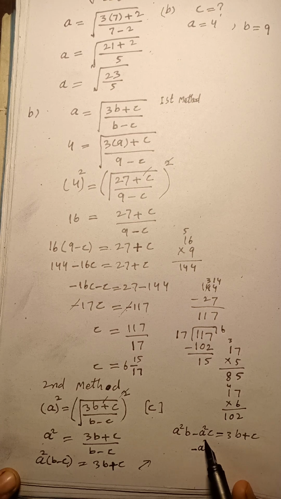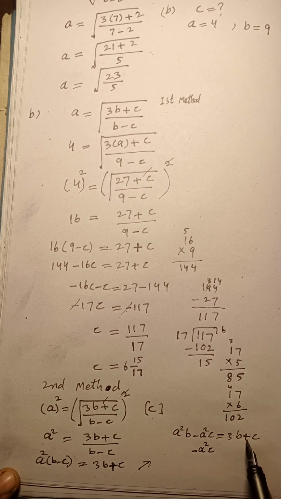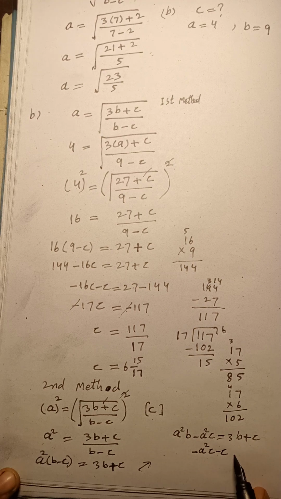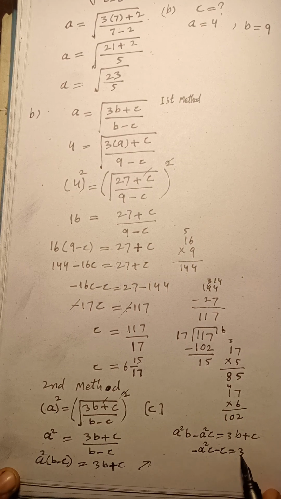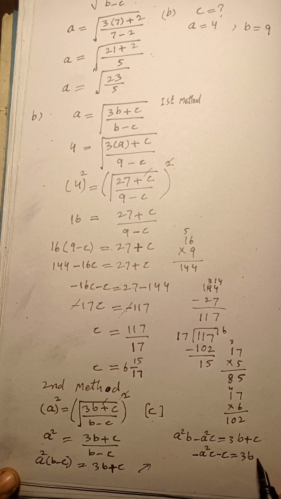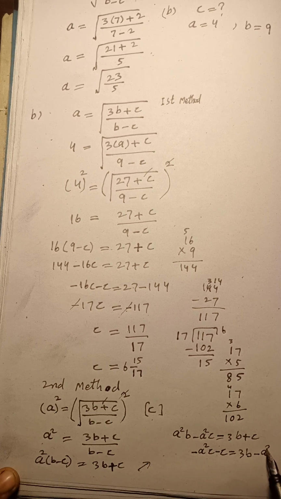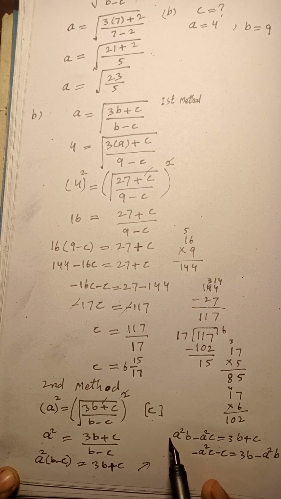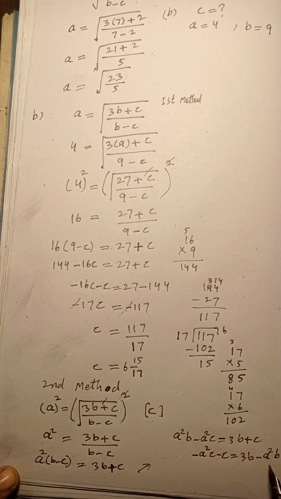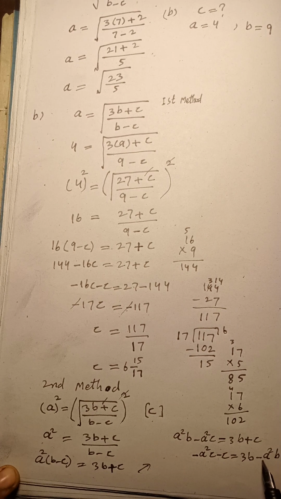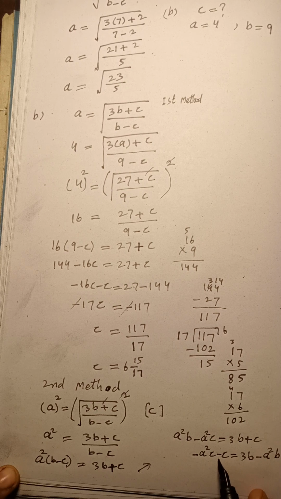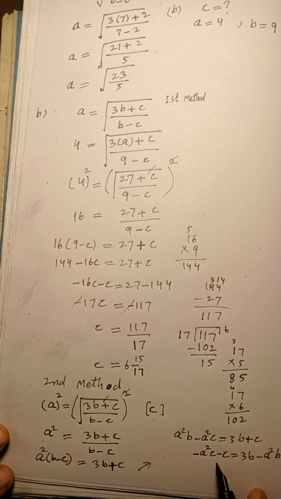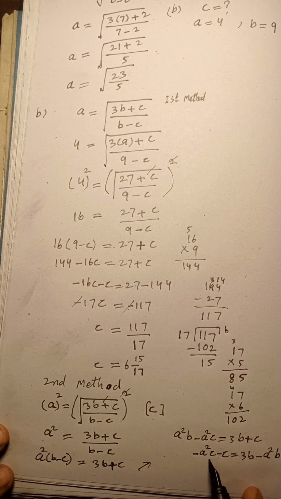Minus a square c, this plus c will become minus c on this side, and 3b minus a square b here. I have taken this plus a square b to the other side, so it has become minus a square b, and this plus c has been taken to this side and it has become minus c. Now you can take c as common from both the terms.